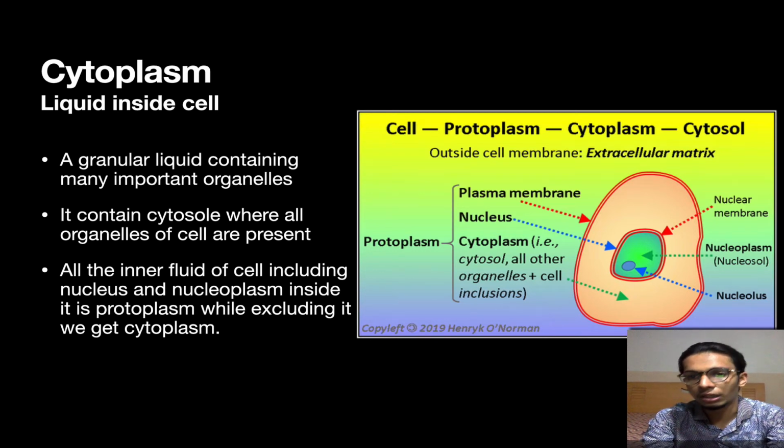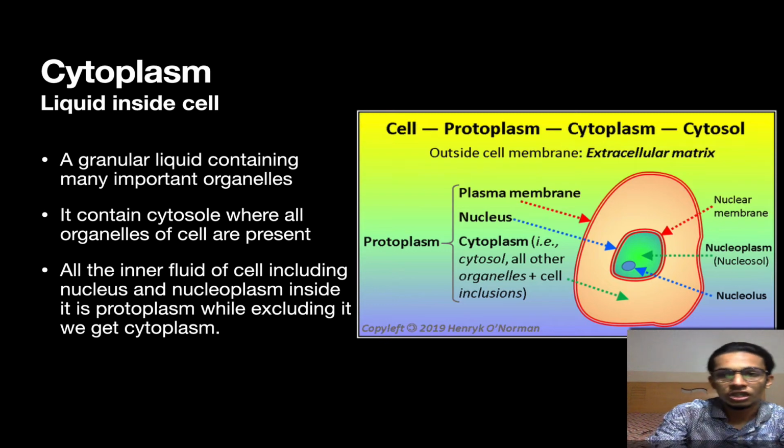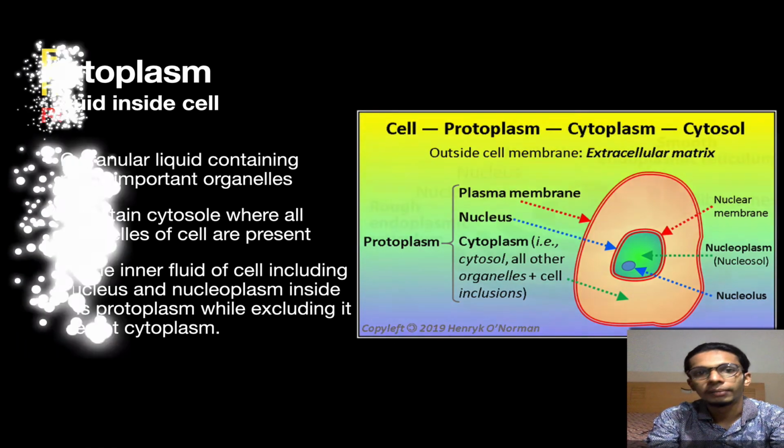Now what I'm trying to explain is the difference between protoplasm and cytoplasm. Protoplasm is actually all the liquid of the cell. It can be the liquid inside the nucleus, it can be the liquid inside the cell. While the cytoplasm is just the liquid inside the cell containing cytosol, not the nucleoplasm. Okay, that's the simple difference which I have been trying to explain in the third point.